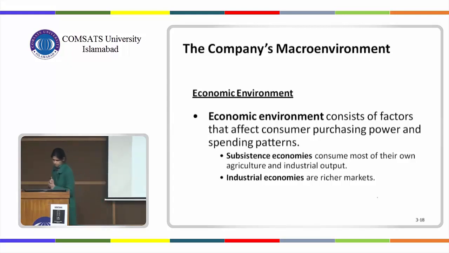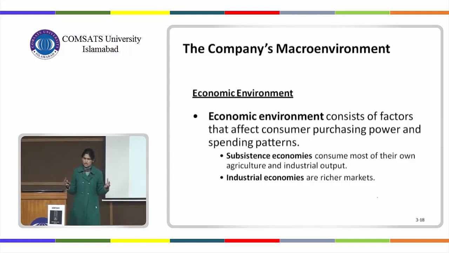So it's a cycle. Now talking about the two types of economies that have been discussed in your book. There are subsistence economies, and then there are industrial economies. So what would subsistence economies be? Subsistence economies are the economies who consume whatever they make, right? They grow wheat, they grow rice, they get petroleum, whatever they generate out of their system, they consume it themselves. That is a subsistence economy.